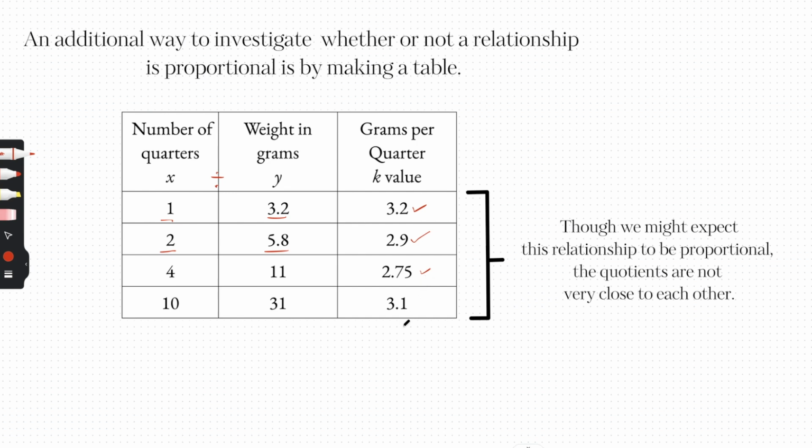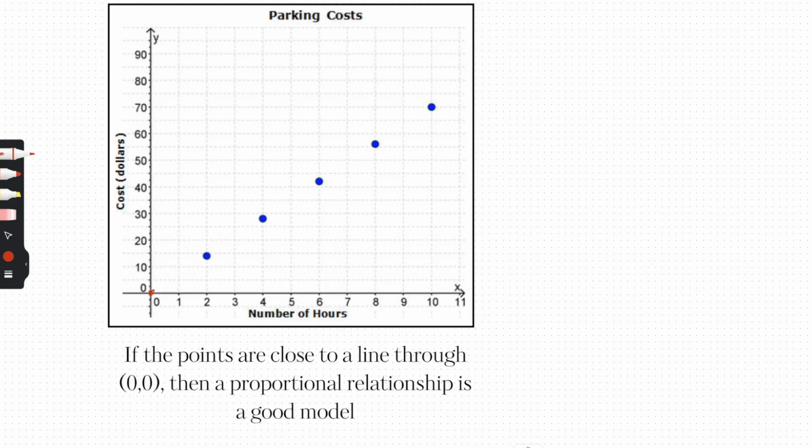So again, two things to look out for. Number one, data is proportional if the k values are very, very close. And two, when this information is represented on a graph, the points make a straight line, and it goes through the origin, which is 0, 0.